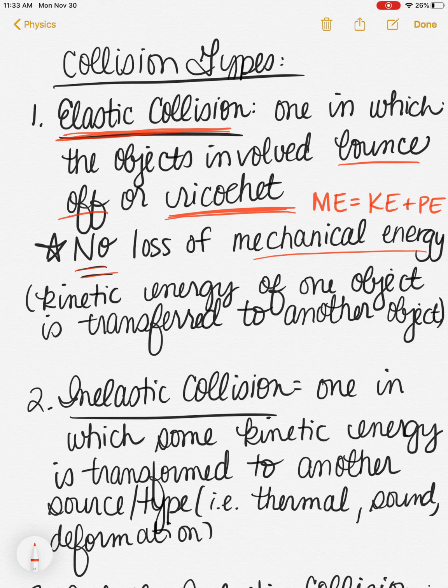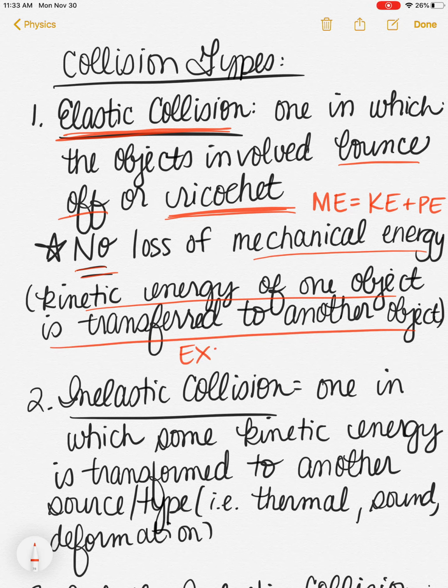We call that gravitational potential energy. There's also potential energy due to shape, like if you take a spring or a coil and wind it up very tight, then it will have a higher potential energy. Regardless, when these objects bounce off of one another, the kinetic energy of one object is transferred to another object.